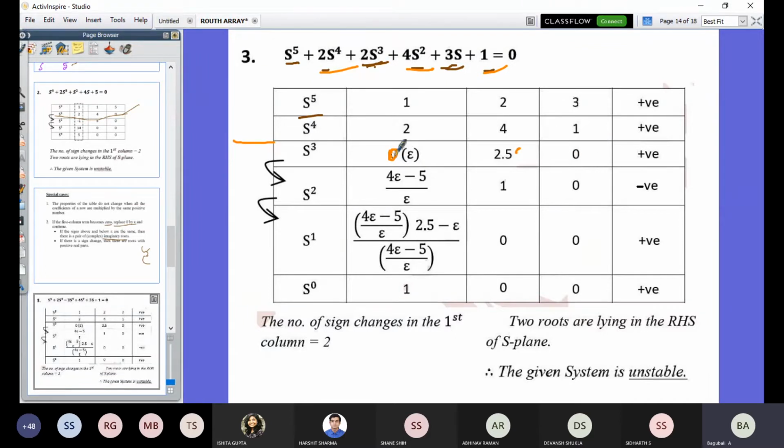Here, as obtained already, if any first-column element of a row is 0, you can replace it with eta. Substitute eta. What is the answer? 4 into zeta minus 2.5 into 2 is 5, divided by the previous row's first column element, zeta. Then zeta into 1 minus 2 into 0, divided by zeta. We get 1. Any doubt?